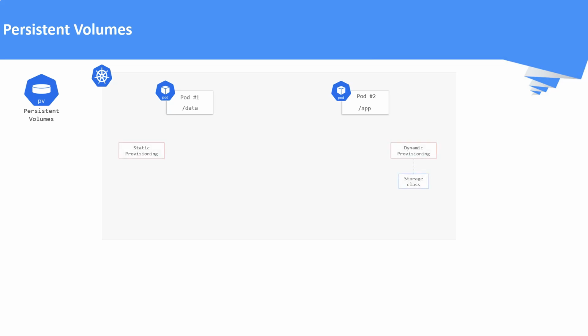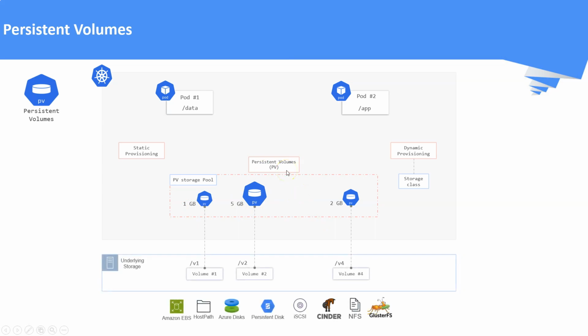PVs can be provisioned in 2 ways, that is static provisioning and dynamic provisioning. In static provisioning, the PVs are created manually by the cluster administrator. Here the PVs form a pool of storage system. As we discussed already, the underlying storage system for the PVs can be from any of the supported vendors or platforms. How can we consume this PV within the pod? That is with the help of persistent volume claims.